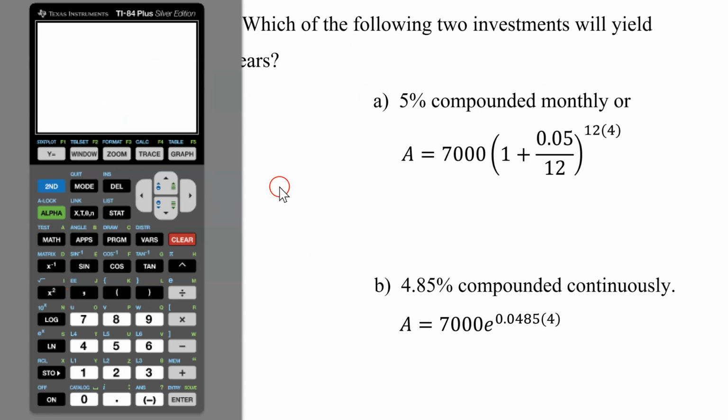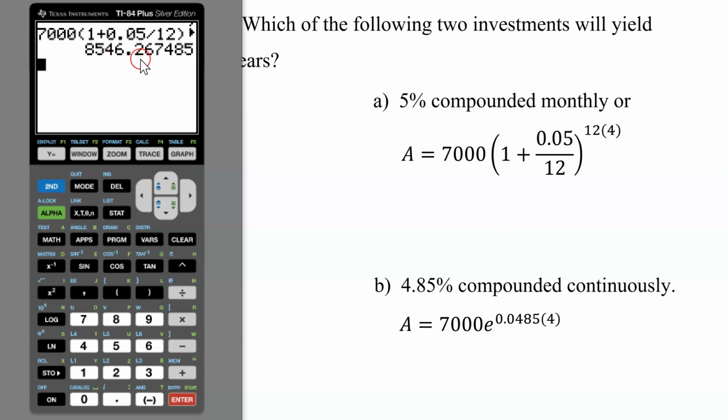Here's my calculator, and here are neater looking versions of the expressions I need to put in my calculator. So looking at this first one, I have to put in 7,000 times, in parentheses, 1 plus 0.05 divided by 12, close parentheses, then raised to the exponent. You have to use the caret key, 12 times 4. So I'm going to put that in parentheses, 12 times 4. Close my last set of parentheses and hit enter.